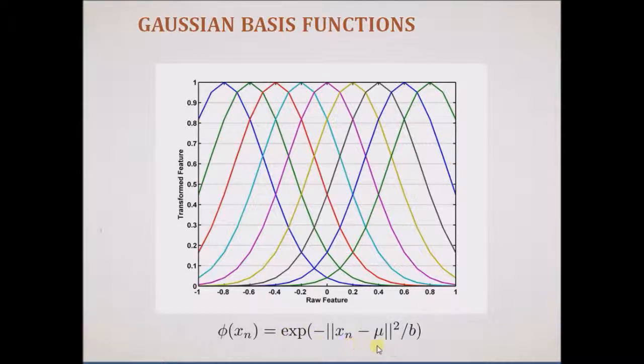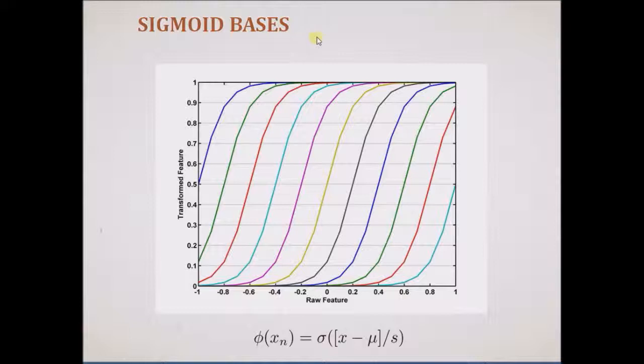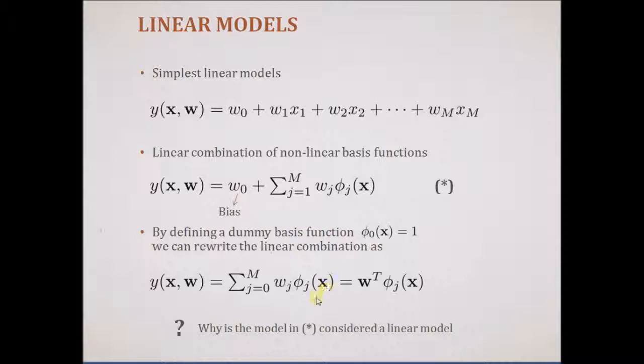The next set of basis functions are Gaussian basis functions, where the input feature vectors are transformed by using this Gaussian function, and by choosing mu and b carefully, we can properly shape the basis function. The next common basis functions are sigmoid basis functions, where we use the sigmoid function for transforming the input features into the new feature space, and by choosing the values mu and s, we can determine the location of the sigmoid transformation. Note that even though the input features are transformed by nonlinear functions, the function y of x comma w is a nonlinear function of the input features, but it is a linear function of the weights w.